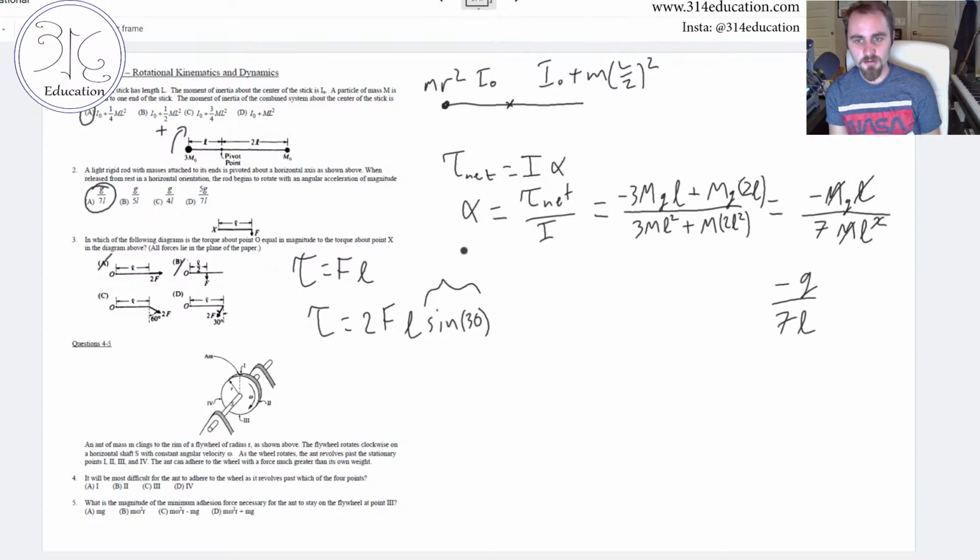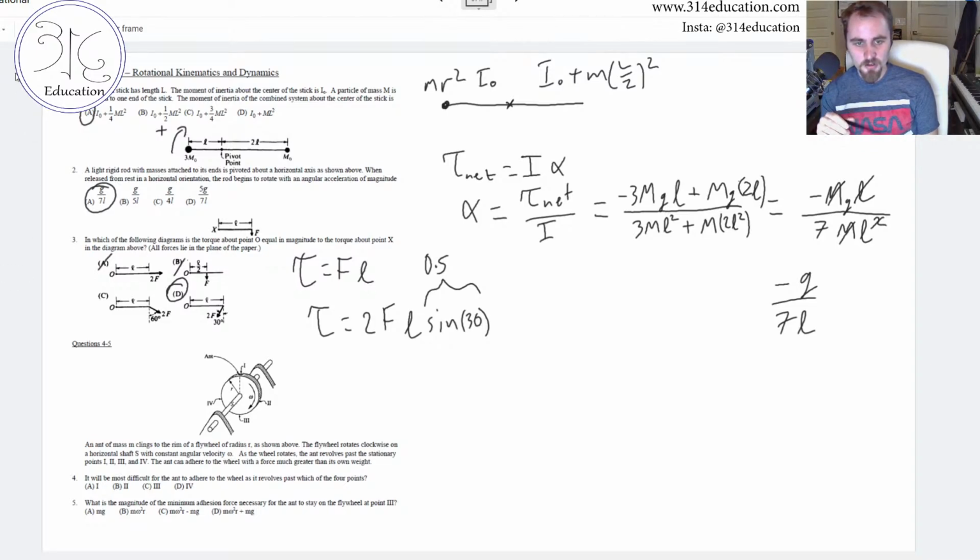And so that's going to be 0.5. 2 times 0.5 cancels out to be 1. And our torque is going to be equal to FL. So D is going to be our best choice here. Any questions on how we did that? Nope. All right. Looks good. Cool.